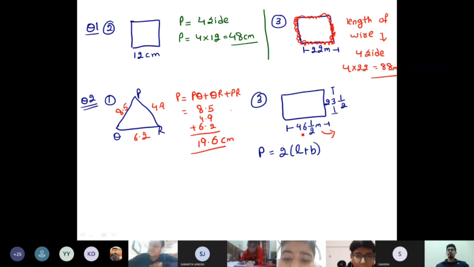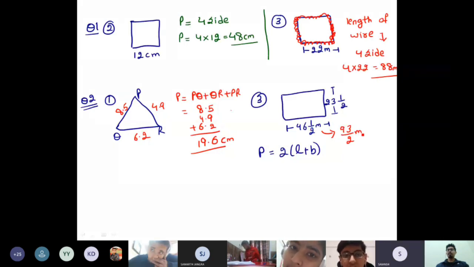Multiply 46 by 2 plus 1. 46 times 2 is 92, plus 1 is 93, so it is 93 upon 2. Similarly, 46 plus 1 is 47, so it is 47 by 2 meter. Yes or no?